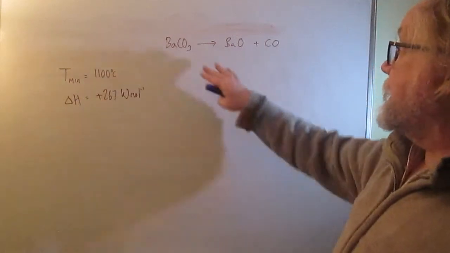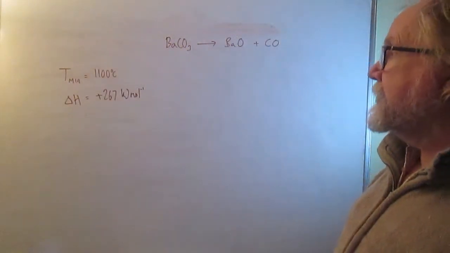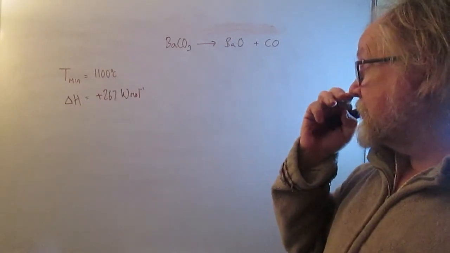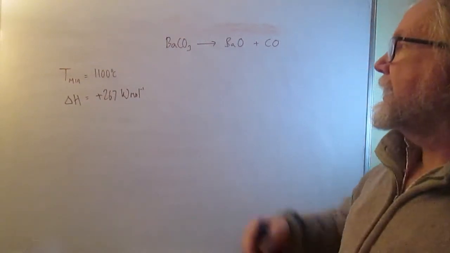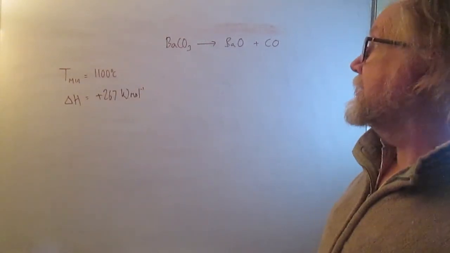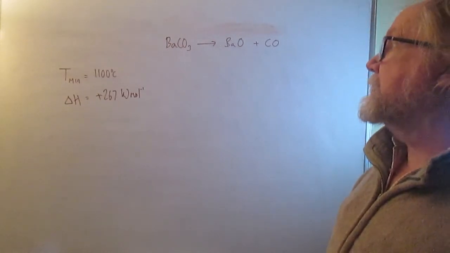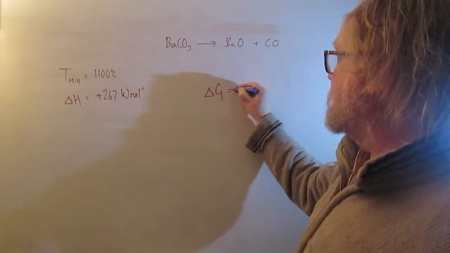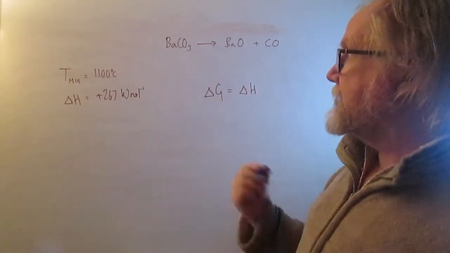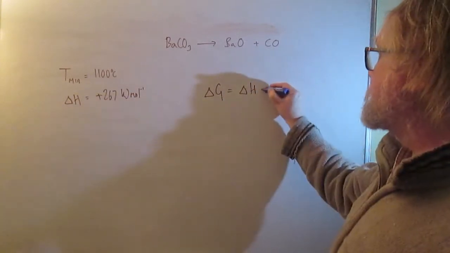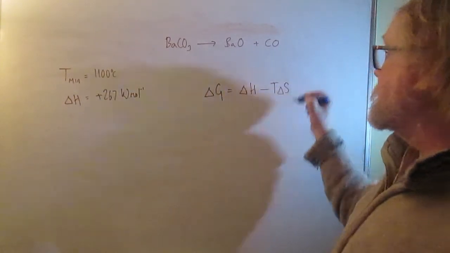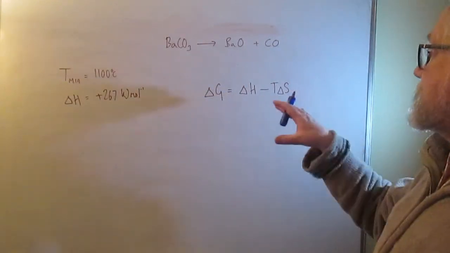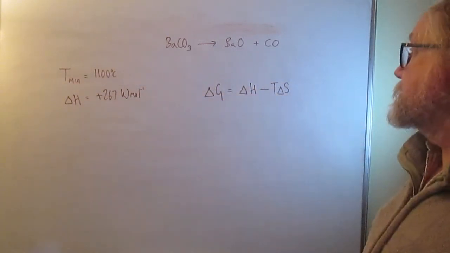Part A wants us to calculate the entropy change for this reaction, and the information we've got to work with is first that delta H is plus 267 kilojoules per mole, so it's an endothermic reaction, and that the minimum temperature at which it can happen is 1100 degrees C. So the key to that question is going to be to relate enthalpy to entropy, which means we need this equation. Delta G, the free energy change, is equal to delta H minus T delta S. So start by writing that down, because that's the key to all of these kind of questions.